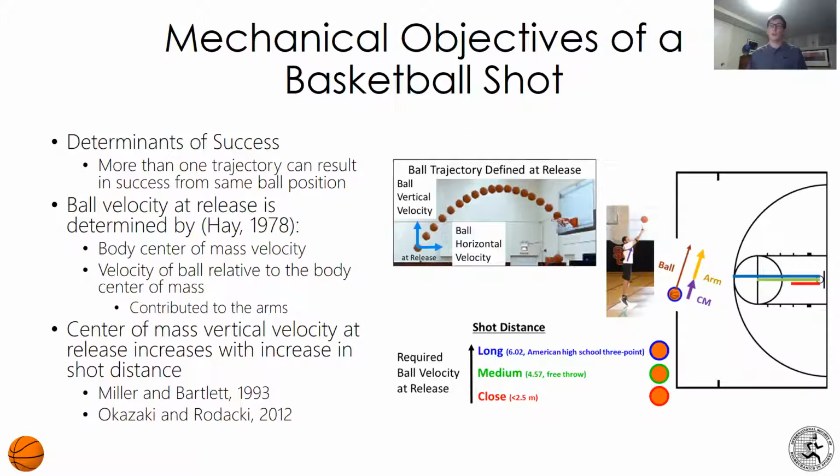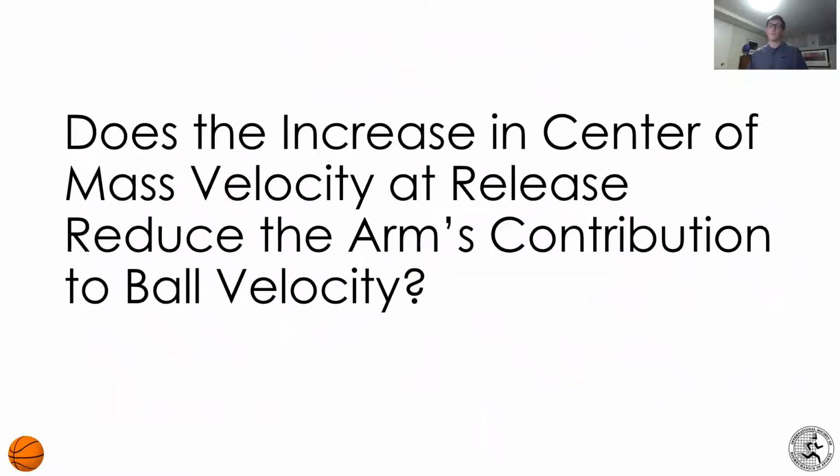which is contributed by the arms. Previous literature suggested that with an increase in shot distance from the hoop, the center of mass vertical velocity increases at release. So with an increase in center of mass velocity at release, does this then reduce the arm's contribution to ball velocity?